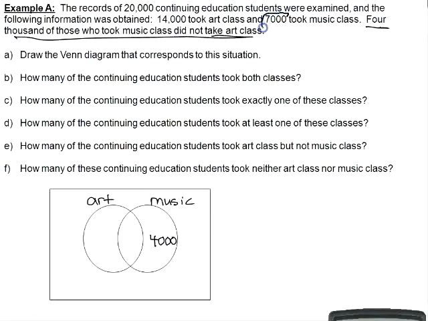Now we know we have a total of 7,000 music students, so our music circle has a total of 7,000 students in it. Of those 7,000 students, we know 4,000 of them did not take art. To figure out how many of those music students also took art, we take our 7,000 music students and subtract off the 4,000 who did not take art, and that tells us that 3,000 students in this study or survey took music and art.